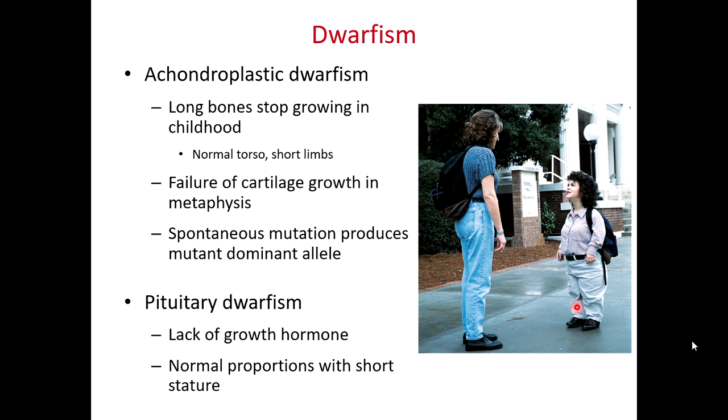Some people, though, have their epiphyseal plates fuse prematurely, so they stop growing taller earlier than most individuals in the population. A common name for this is dwarfism. There are two forms of dwarfism. One is going to be related to a hormonal issue. The other one is going to be related to a cartilage growth issue.